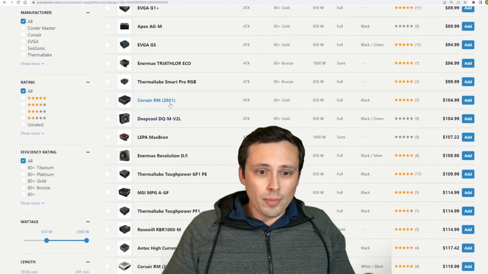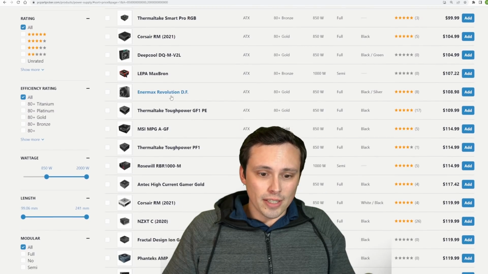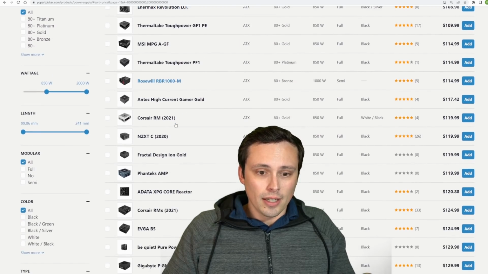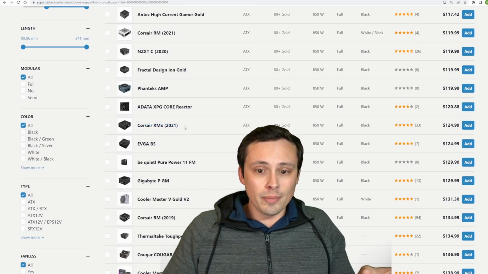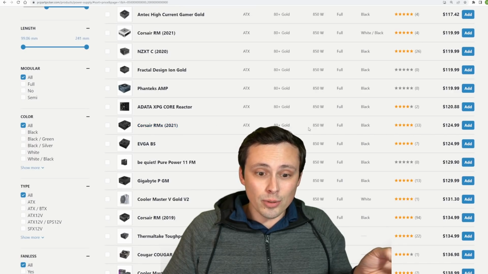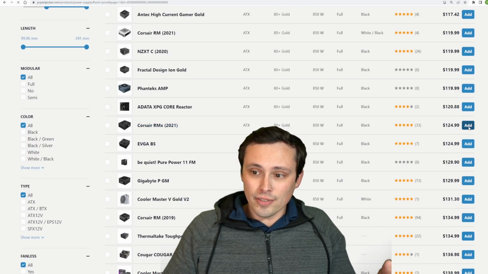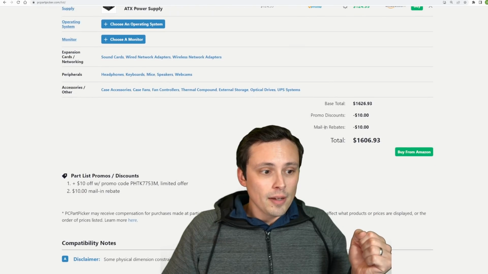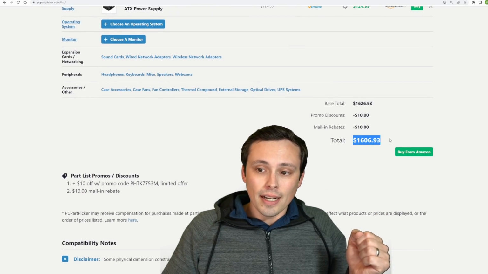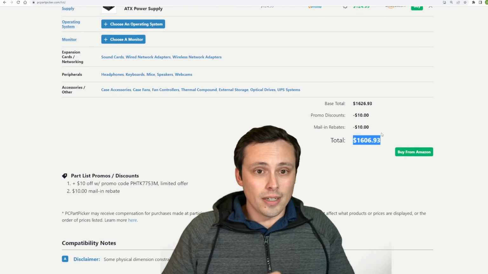But you might want to do a little bit of research on that or see if there are any particularly good deals. For example, if we go with the Corsair RMX 2021, I am confident recommending that one for an RTX 3080. But again, we can see that our build has now increased a bit over $1,600.